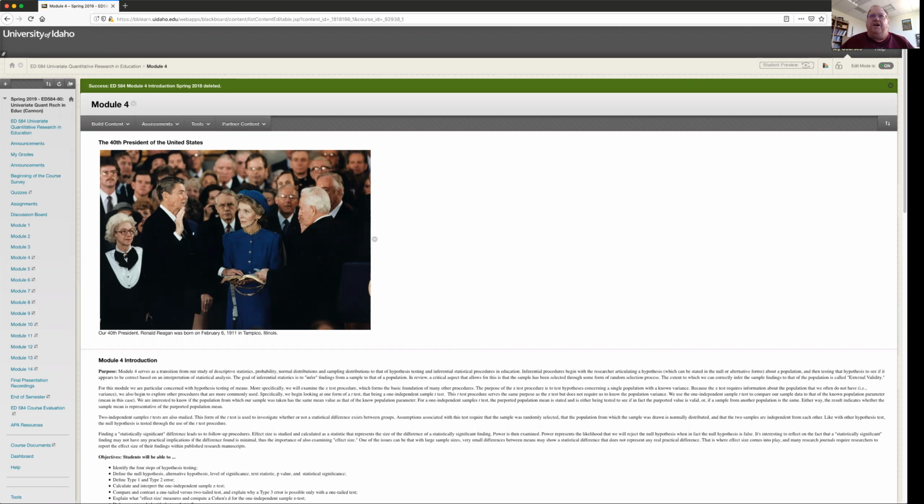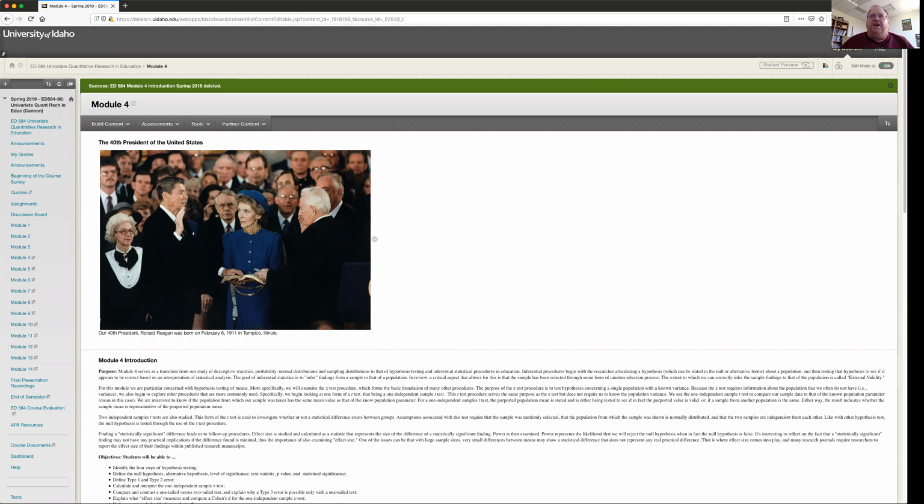Specifically, we begin looking at one form of a t-test, that being a one independent sample t-test. This test procedure serves the same purpose as the z-test, but does not require us to know the population variance. We use the one independent sample t-test to compare our sample data to that of the known population parameter, mean in this case. We are interested to know if the population from which our sample was taken has the same mean value as that of the known population parameter.